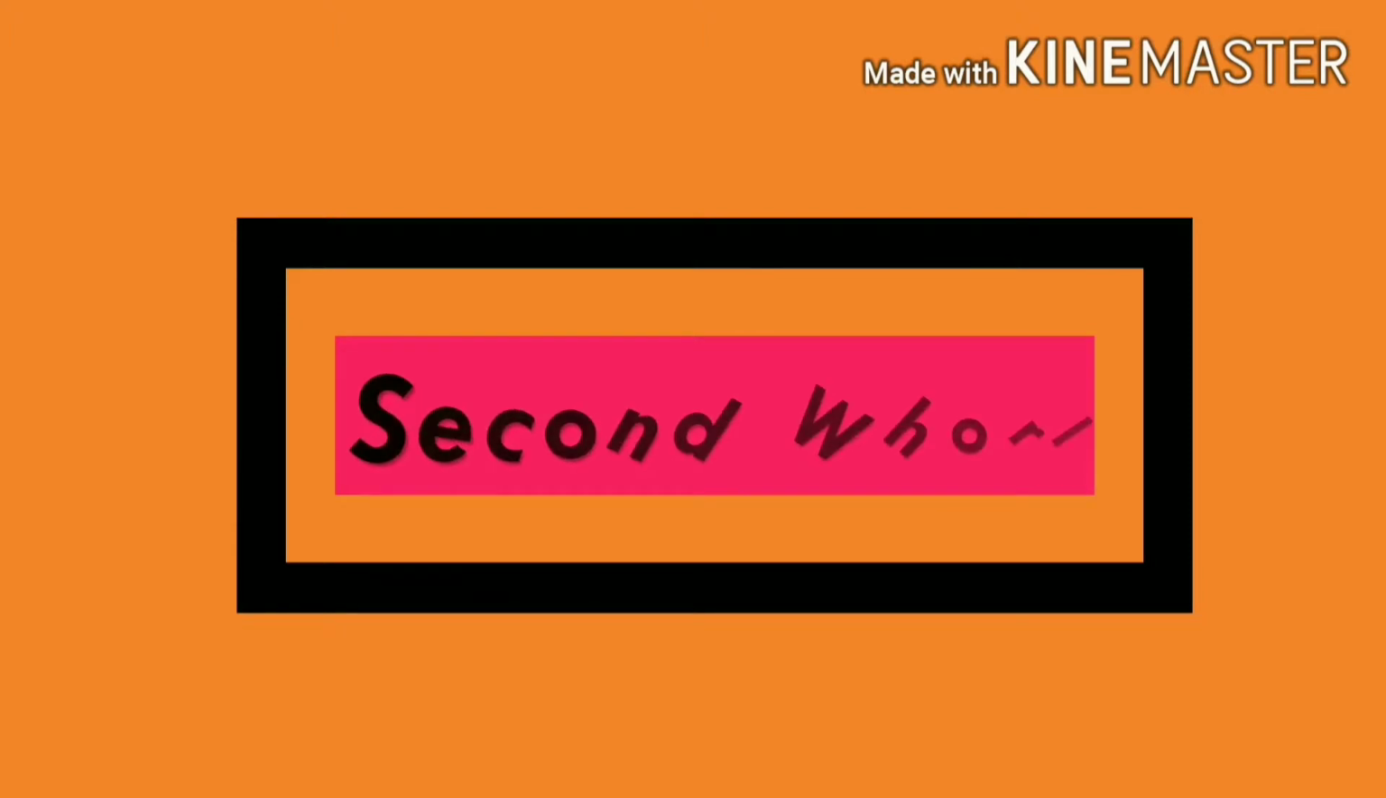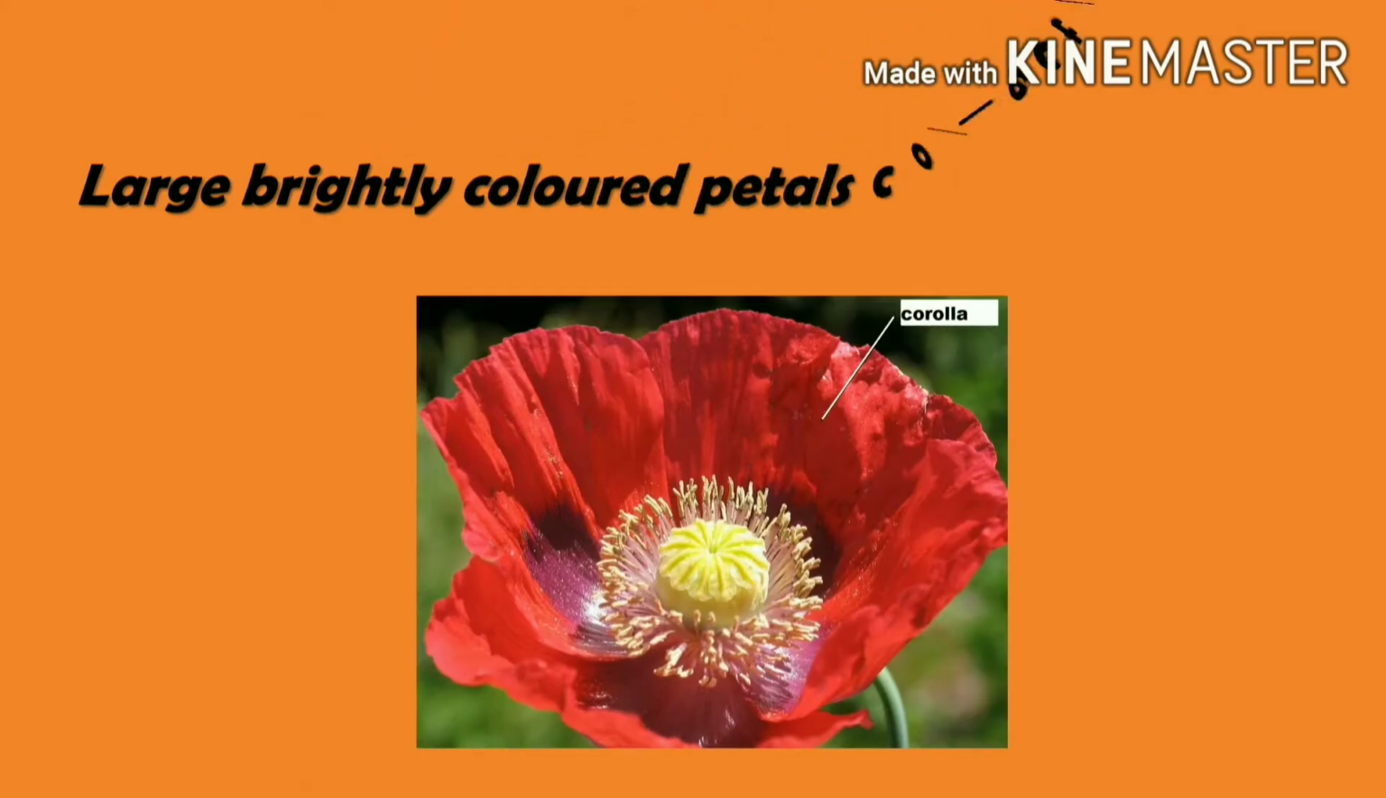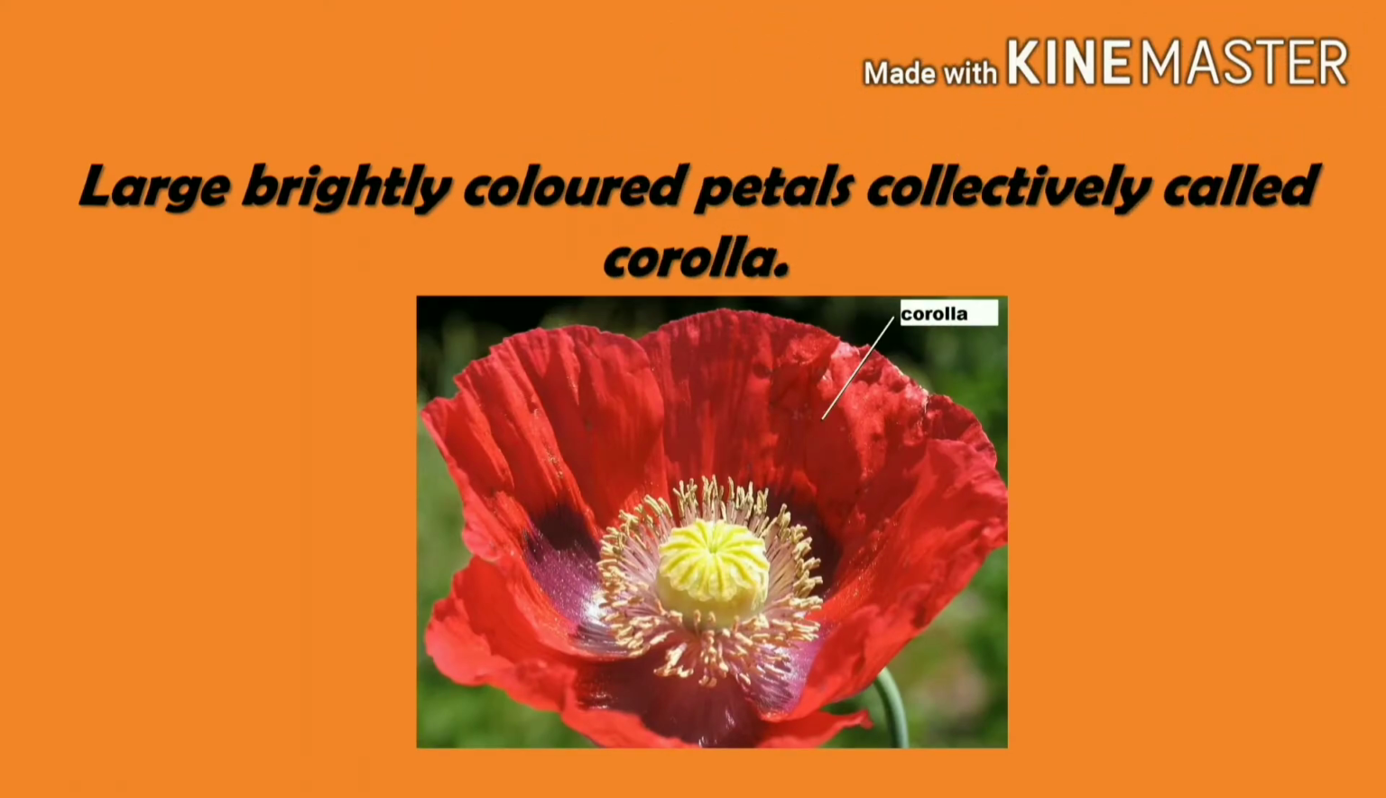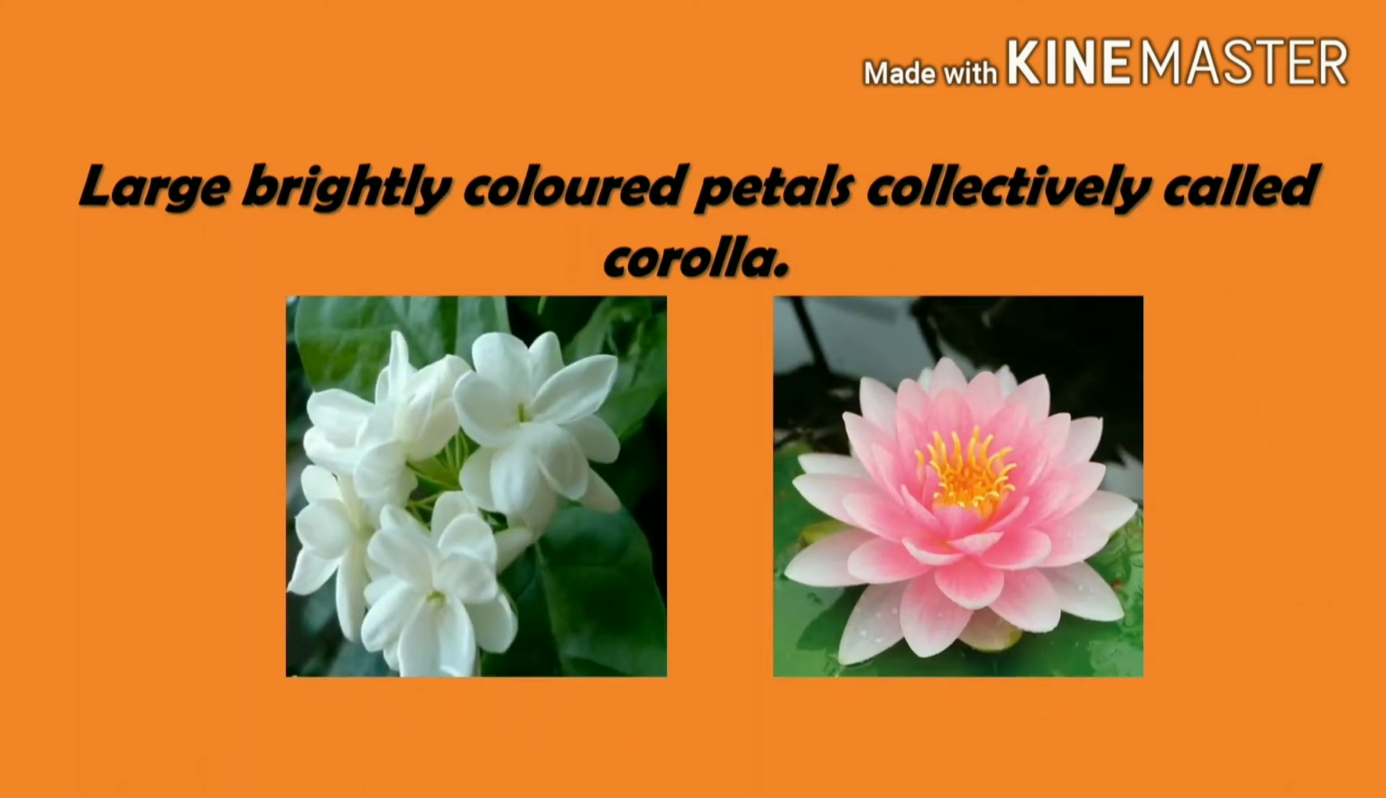Second whorl. Large brightly colored petals, collectively called corolla. The corolla generally consists of a ring of brightly colored modified leaf structures that surround the reproductive parts of flowers. They are often brightly colored or unusually shaped to attract pollinators like bees, insects and butterflies. The petals are generally arranged in a single whorl, but sometimes there may be a double whorl, for example poppy, jasmine, or in a spiral whorl like water lily.